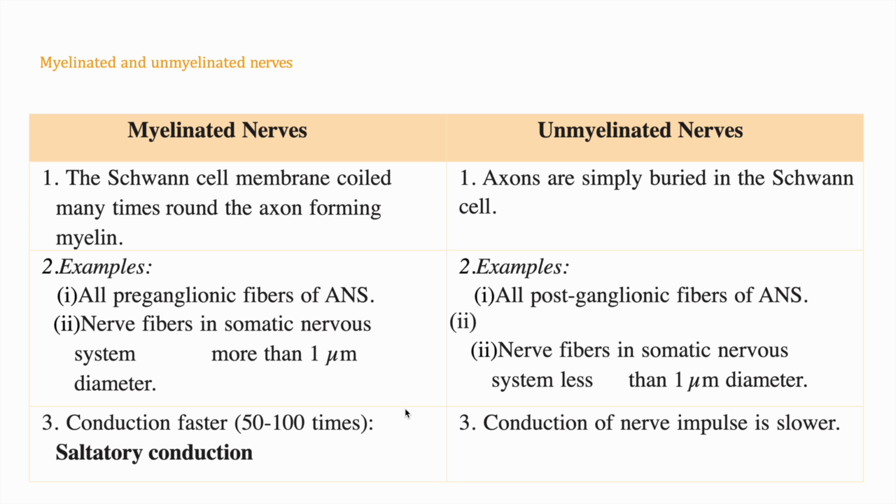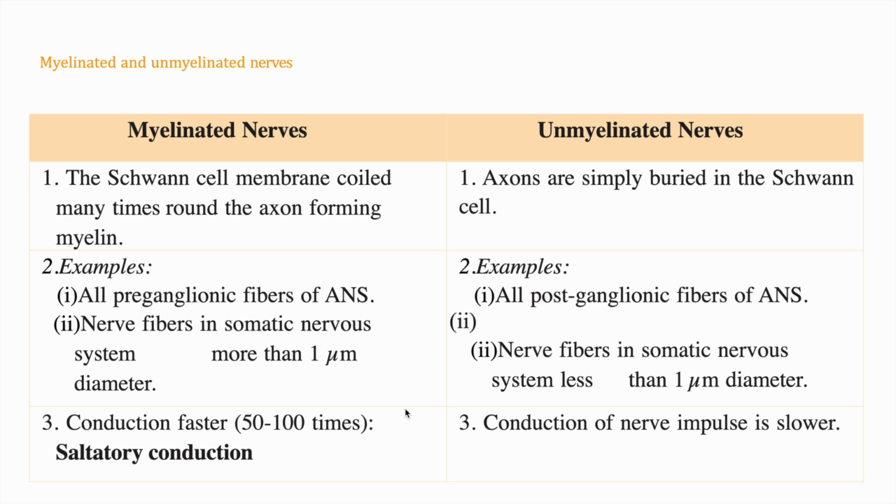Examples of myelinated fibers: all preganglionic fibers of the ANS, and nerve fibers in the somatic nervous system more than 1 micrometer in diameter. All postganglionic fibers of the ANS belong to unmyelinated fibers, as do nerve fibers in the somatic nervous system less than 1 micrometer in diameter.